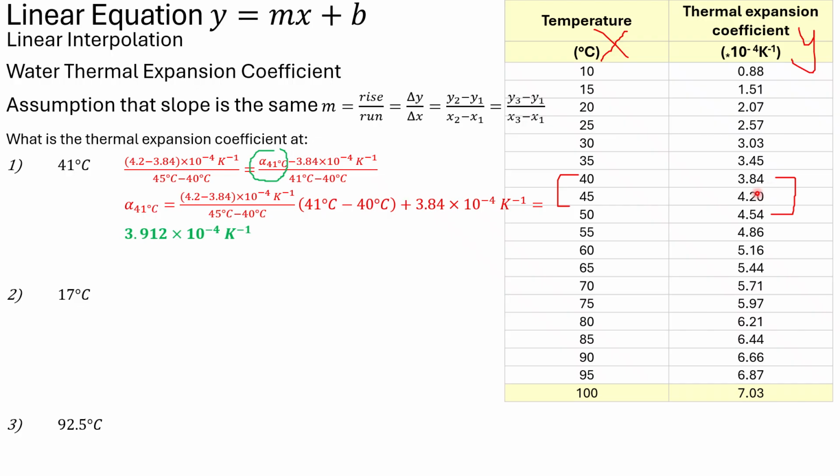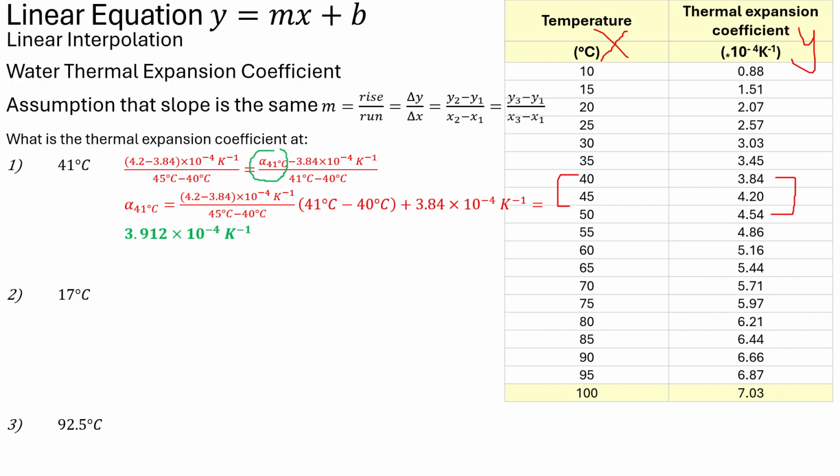Sometimes I'll even check that this value, 41 degrees Celsius, is closer to 40 degrees than it is to 45 degrees. So I would expect this value, 3.912, to be closer to the corresponding 40 degree Celsius thermal expansion coefficient, 3.84, than it would be to the higher end, 4.2. Right, so you can do your own checks. I'll go through the next two examples quicker, but it's the same concept, right?